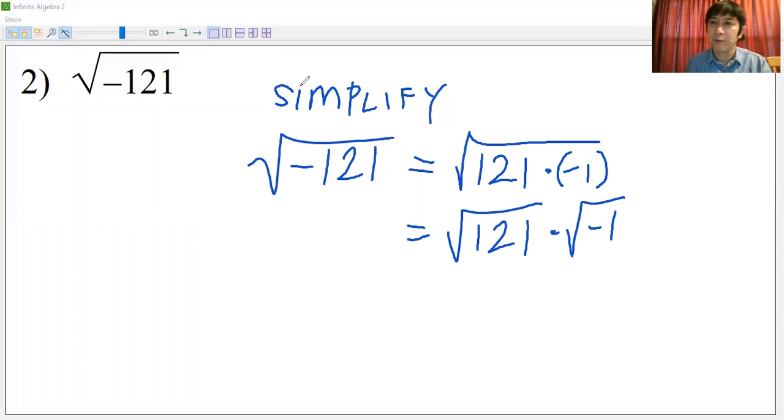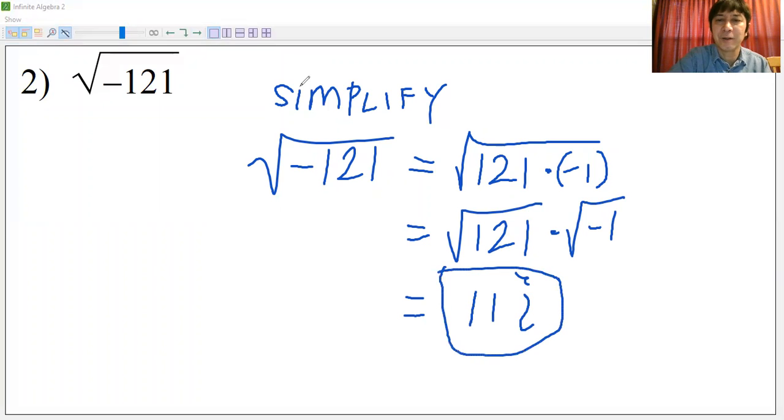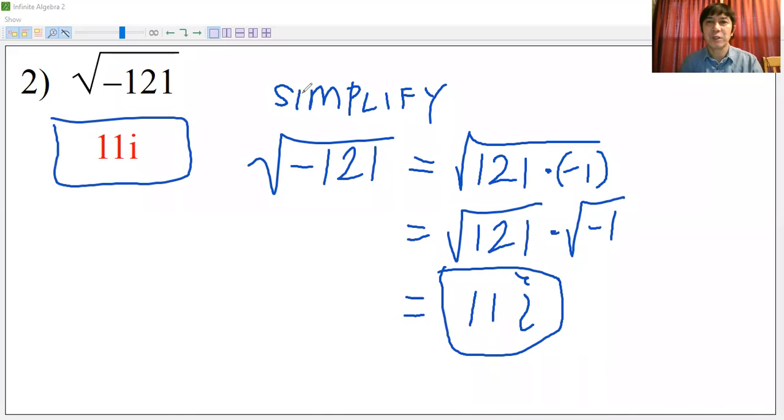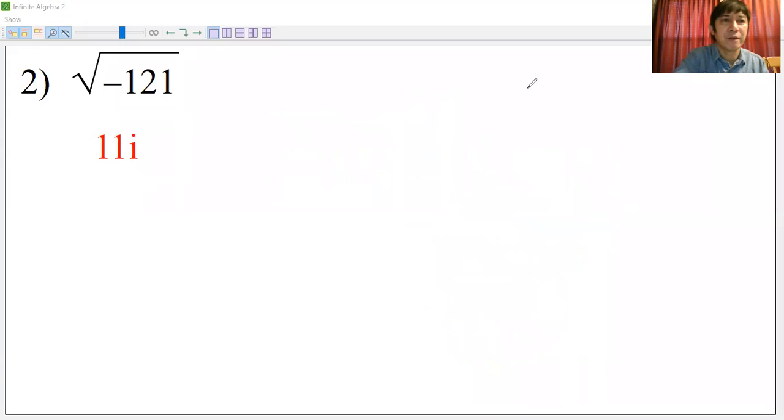Okay. We very well know square root of negative 1 is the imaginary number. So this will be square root of 121, that's 11. Square root of negative 1 is the i. So the answer is 11i. Okay, that should be the simplified version. So it's 11i, and I can show you the answer here. There. Okay, next, number 3. Let's have the third.